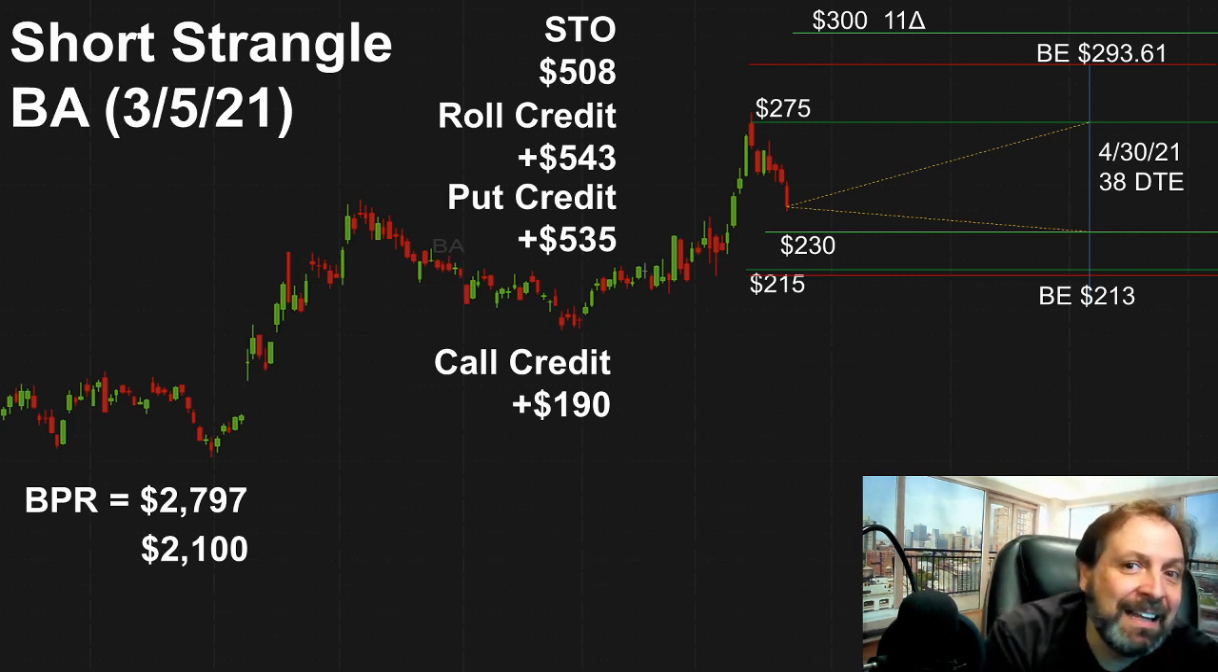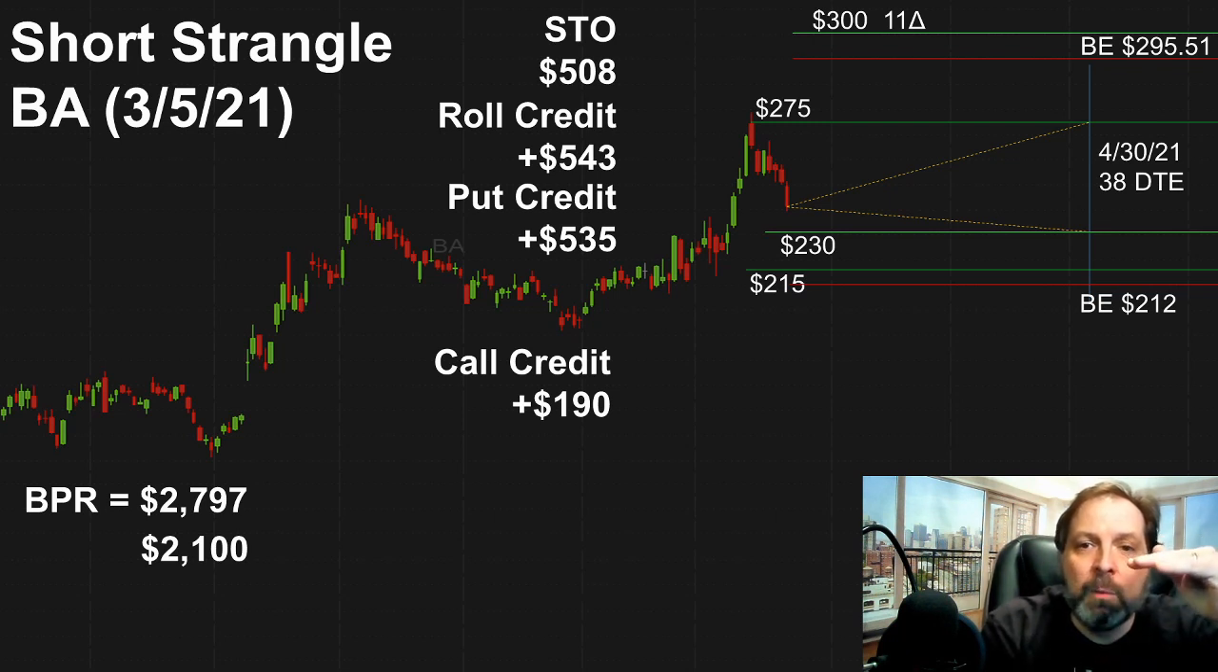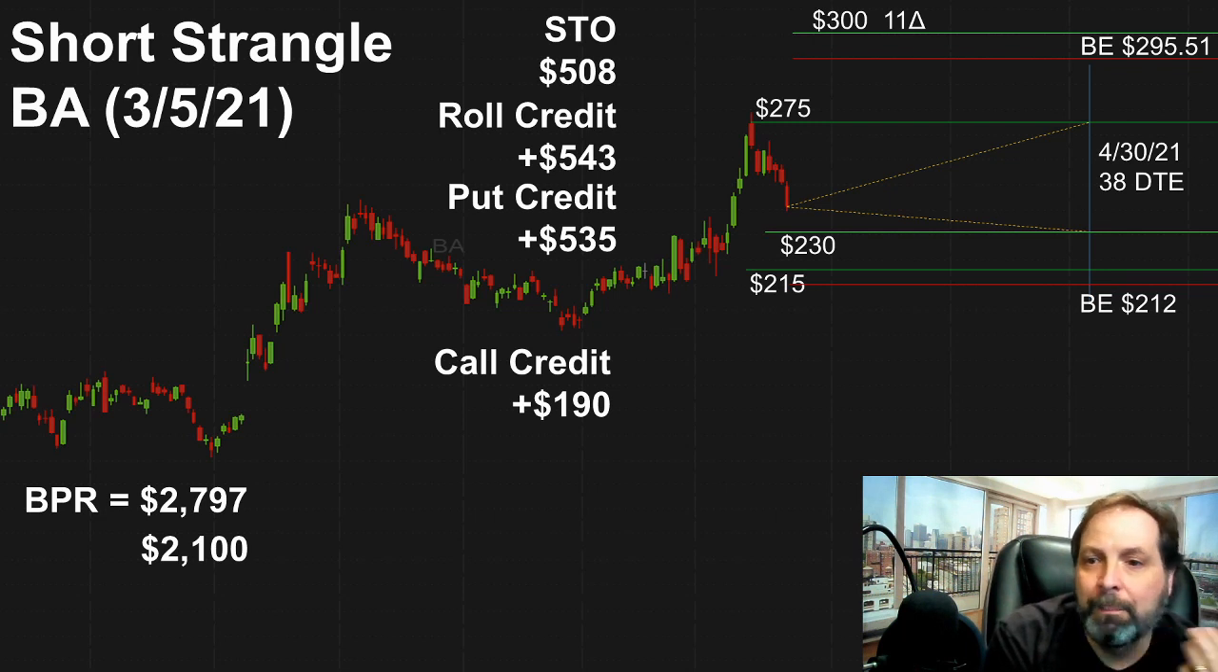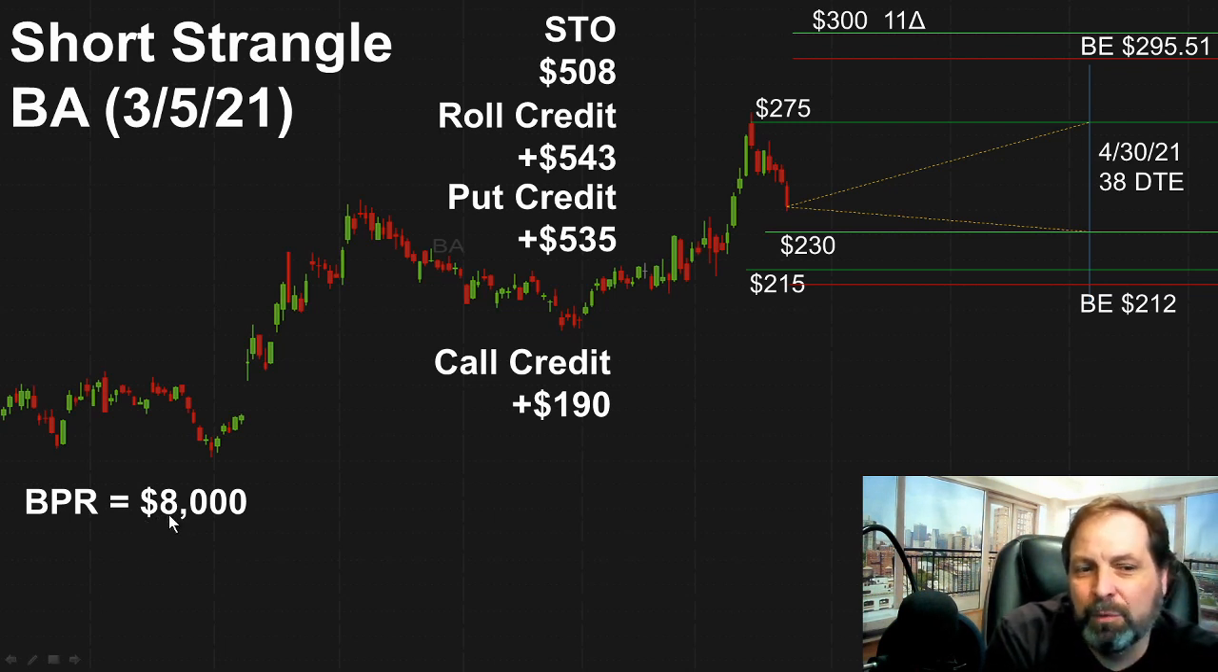Oh, but selling that extra call option actually increased my break-even point to 295. And on the bottom side, it lowered it to 212. So by selling an extra option, what it did was widen out how much room I had to be right. My break-even point got considerably wider, but it did cost me some buying power reduction. Now, instead of $4,000, I was at risk for $8,000 of buying power reduction.